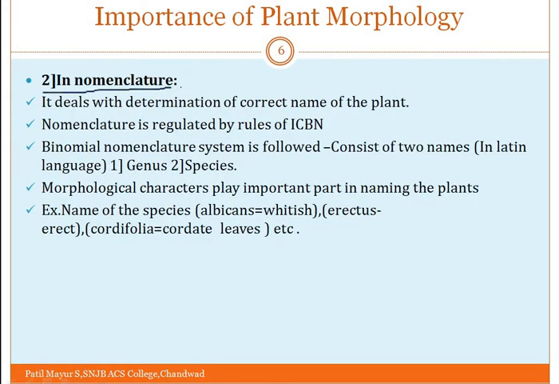It is very interesting now. What is nomenclature? Nomenclature is giving a name to an organism. Just as you are identified by your names.